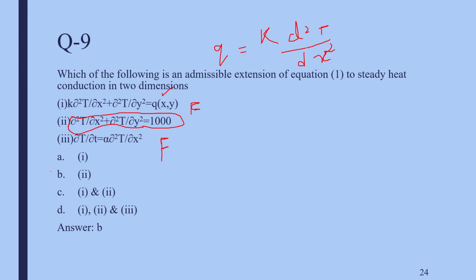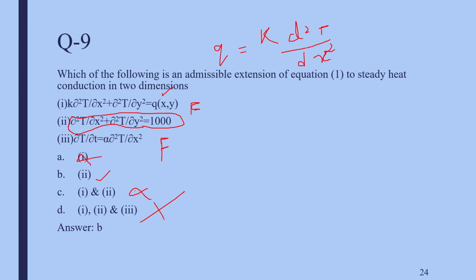So we'll see our options. Option A, it is 1, false. Option B, it is 2, right. Option C, it is 1 and 2, false again. Option D, it is 1, 2 and 3, which is again false. Answer is option B. Second statement, ∂²T/∂x² plus ∂²T/∂y² is equal to 1000, because Q can either be a function of x and y or Q can be a constant. In the first statement, although Q is a function of x and y, K is not pulled out as a constant. It is only influencing the ∂²T/∂x² term, which is false, because it should equally contribute to ∂²T/∂x² and ∂²T/∂y².